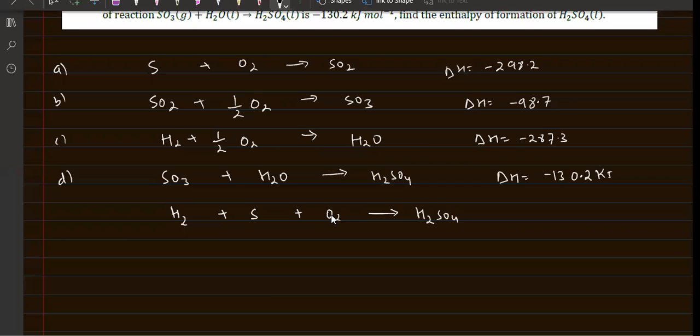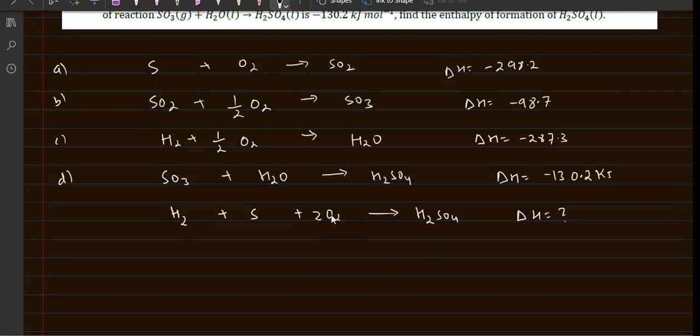We have 2O2, 1S, 1H2. So this is a balanced reaction. You have to find delta H for this reaction. Now, can you find this reaction by adding or subtracting these four reactions and converting them into this fifth reaction? Tell me, can you do that? Try, just think about this.